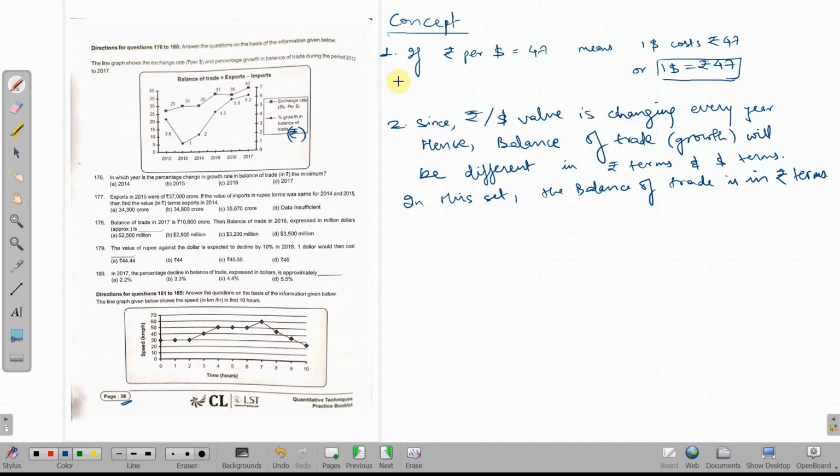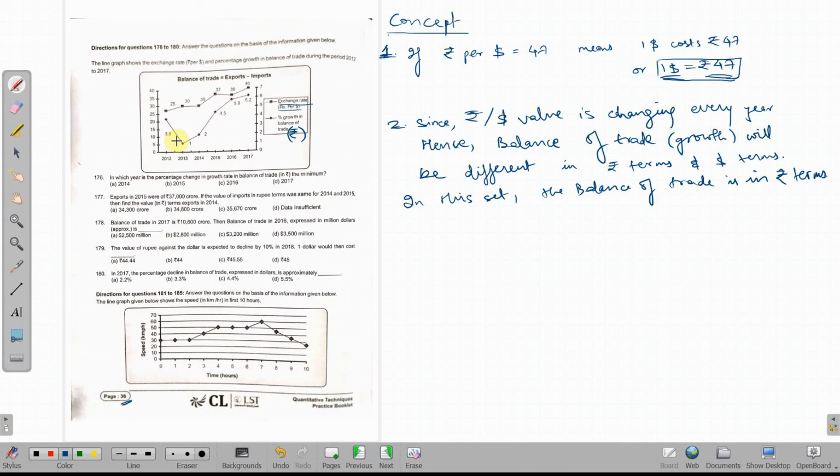Okay, two important concepts, or basic things that you need to know over here. One thing is when you say the exchange rate is rupees per dollar, it means how many rupees you will have to spend for $1. So if I say rupees per dollar value from the graph is 47, it would mean $1 costs 47 rupees, or $1 is equal to 47 rupees.